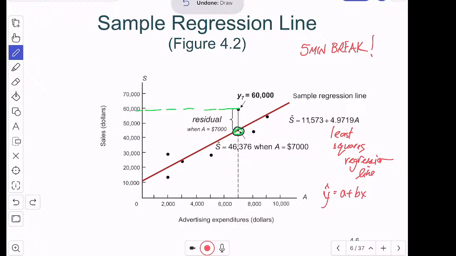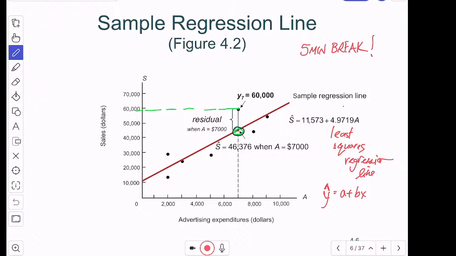So we have a hat on y because it's not exactly a line, it's a line that represents those points. It's a prediction line. And we can find a from knowing b and the fact that the line must pass through the two means. I did talk about that too last time. So this line was created. I don't expect you to calculate the line. I just want you to interpret it.